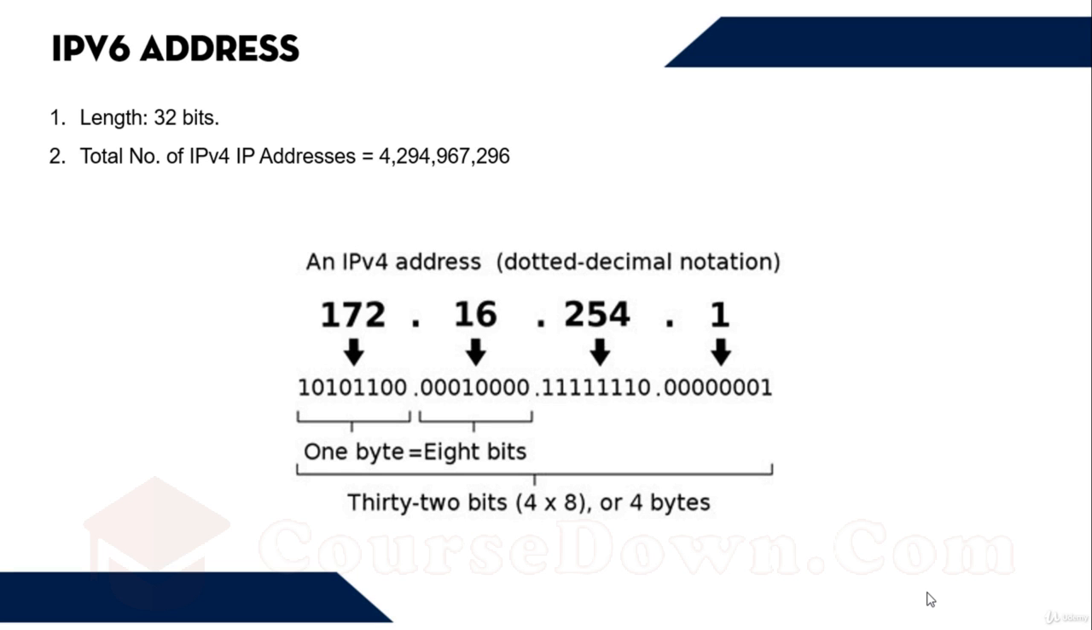Now let's learn about the IPv6 address. The length of an IPv6 address is 128 bits. The total number of IPv6 addresses is vastly larger, as shown in the diagram below. The addresses in IPv6 are written in hexadecimal and separated by colons.